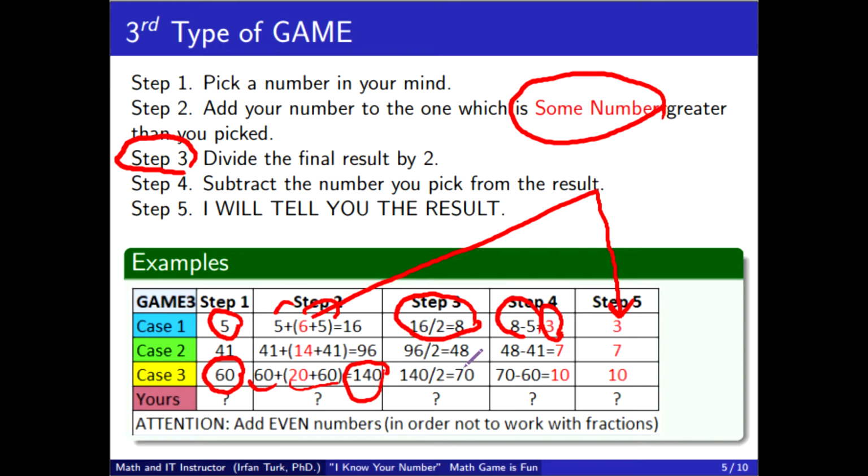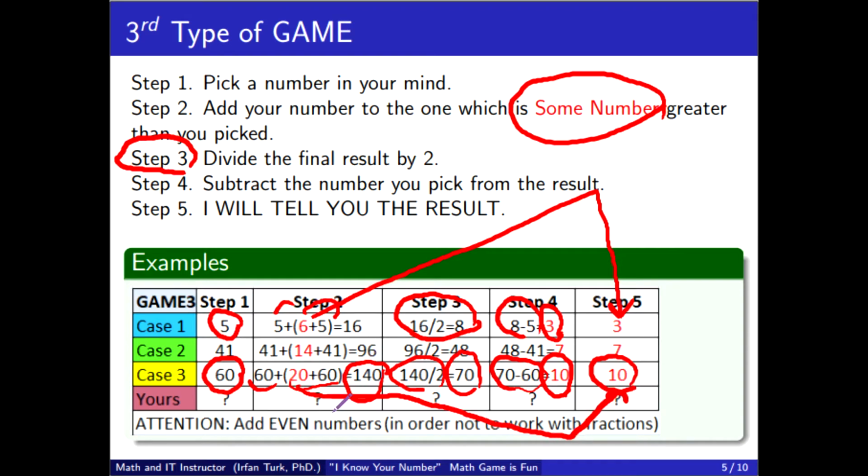And then you can say in the next step, okay, divide the final result by 2, which is 70. Then you can say, okay, subtract the number that you picked from the beginning, which is 60, from the result, 70. And now the person is going to get 10. And you're going to say to the person, okay, I know your number, which is 10. And as you can see also here, we add 20, and then we got 10.